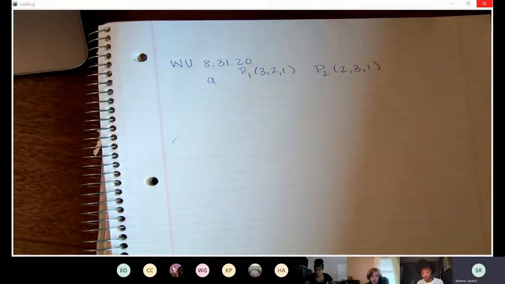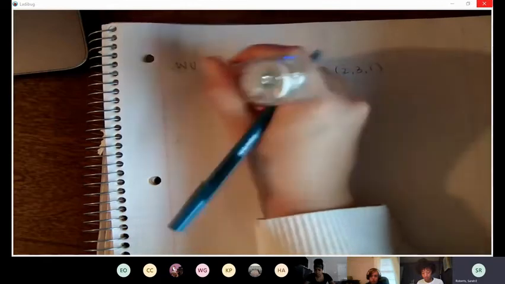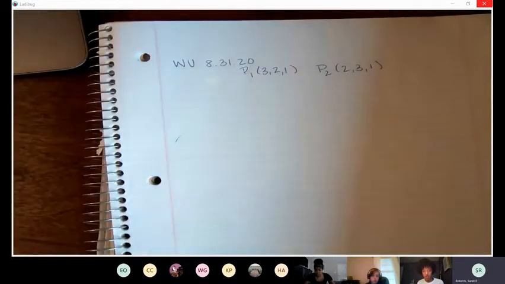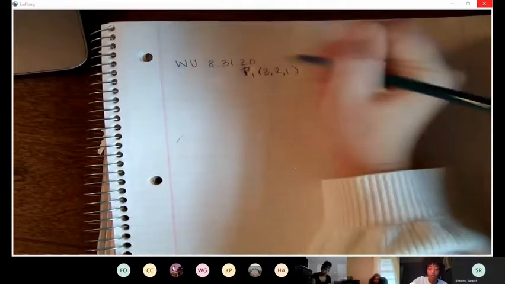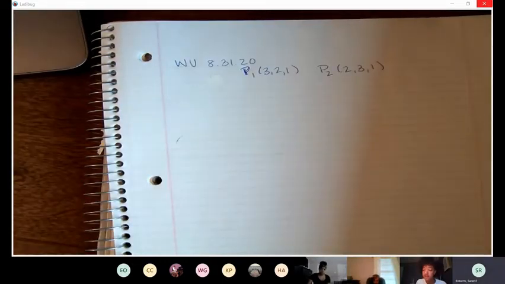All right, so it told us that we have these two points, P1 and P2, and that it wants to know what the halfway distance would be between the two. So let's see, Dahlia, can you tell me what method you used to figure this problem out? I started with the distance formula.